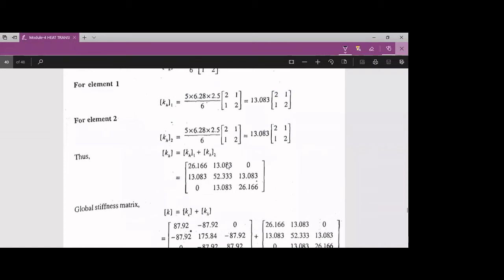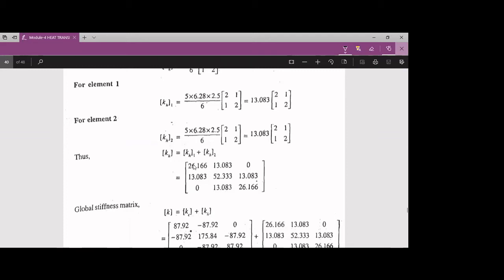Okay, due to convection, for the first element and second element, again we are going to assemble. In that assembling, we know the first element corner value is 13.083 into 2, which is added to the starting value of the second element, 13.083 into 2, which gives 52.33. Only this combination, only 2 locations, are going to be added.